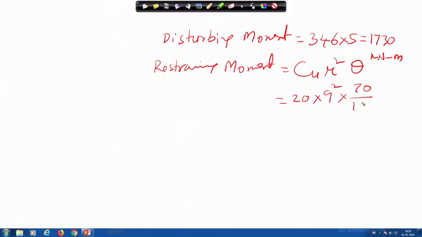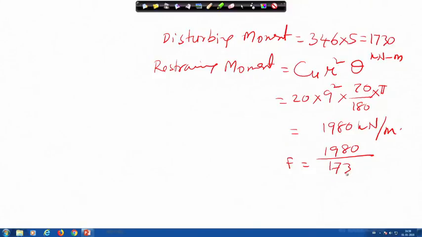If I convert to radians, you have to multiply by pi by 180. So, this is the one. It gets the value 1980 kilonewton meter. So, F, the restoring moment is 1980 and the disturbing moment is 1730. So, your factor of safety becomes 1.14, quite close to 1 only.